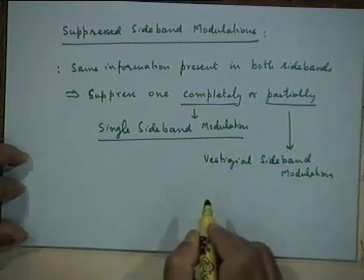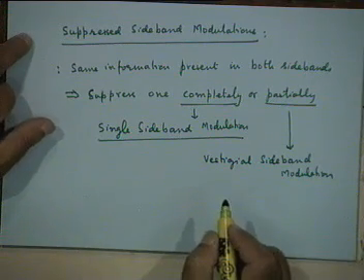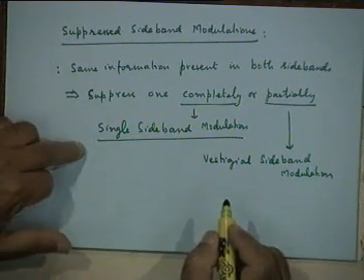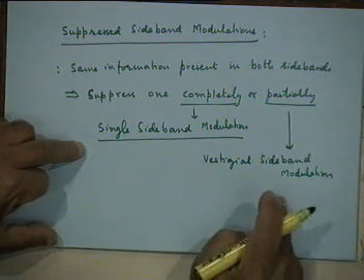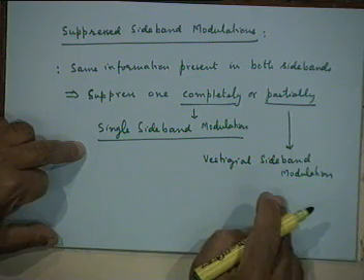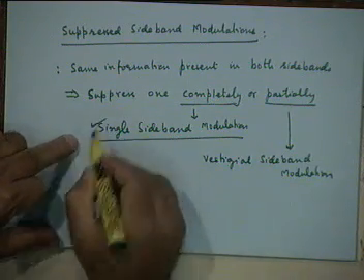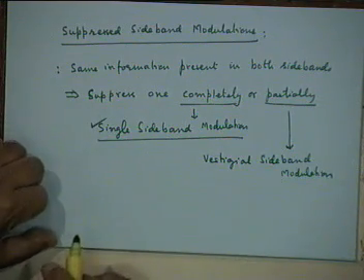Okay, so there can be two kinds of suppressed sideband modulations: the single sideband modulation or the vestigial sideband modulation. Right? So we'll first discuss the single sideband modulation.